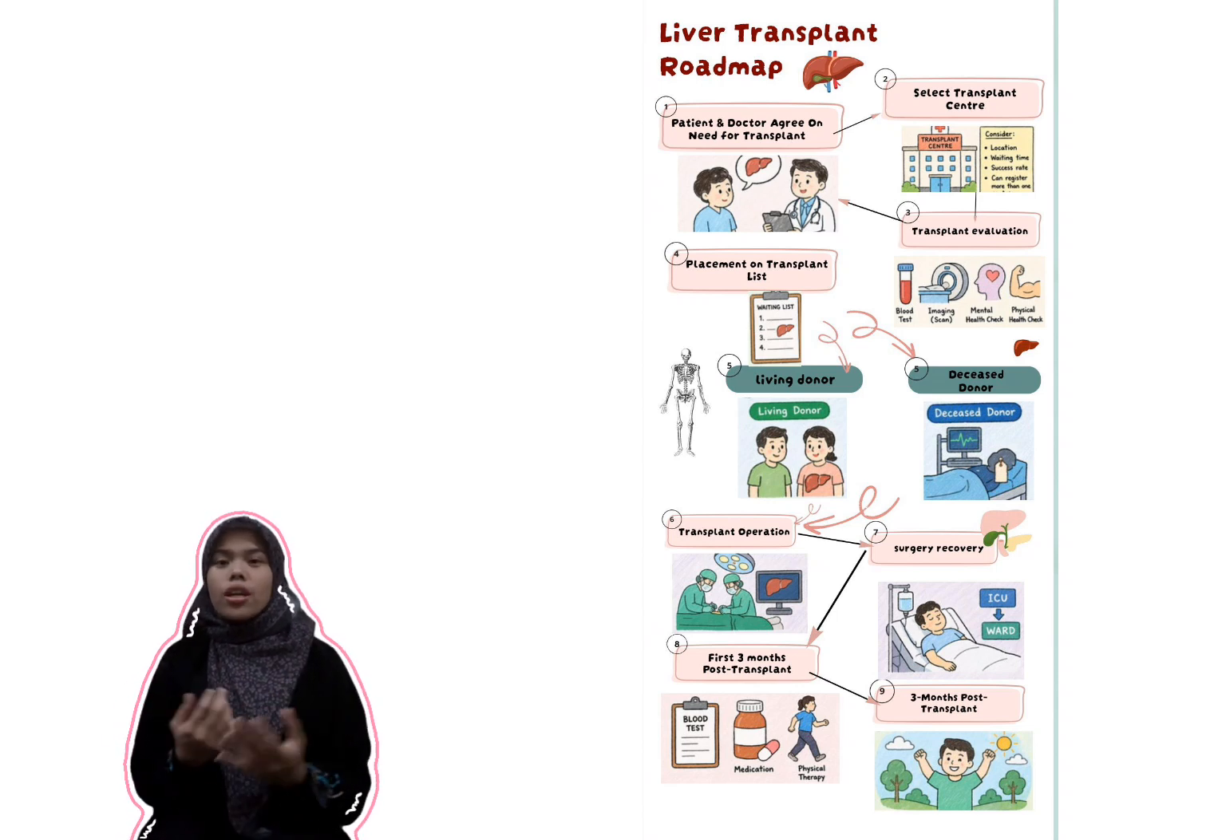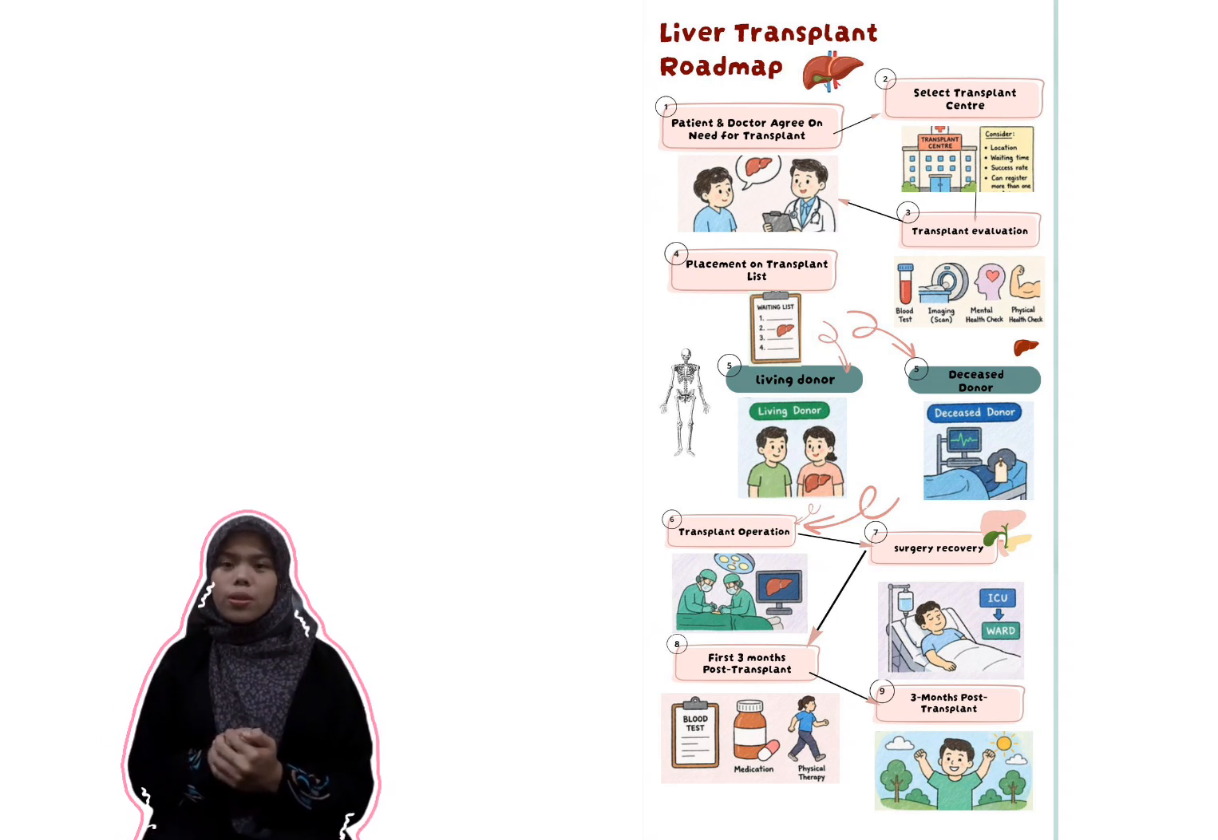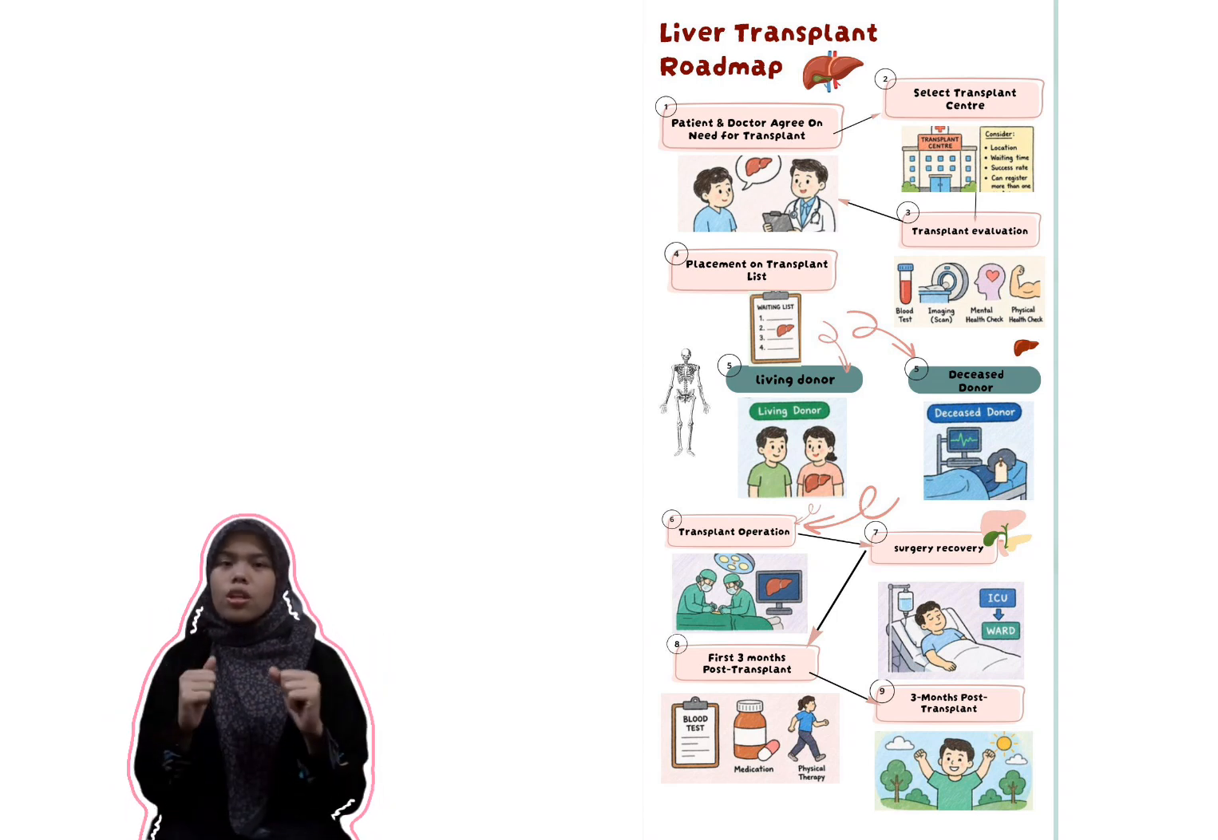Moving to step 3, the patient undergoes a rigorous transplant evaluation. This isn't just about blood work and imaging, it also assesses the patient's mental readiness, financial support, and their overall social support system to ensure they can manage the recovery process.